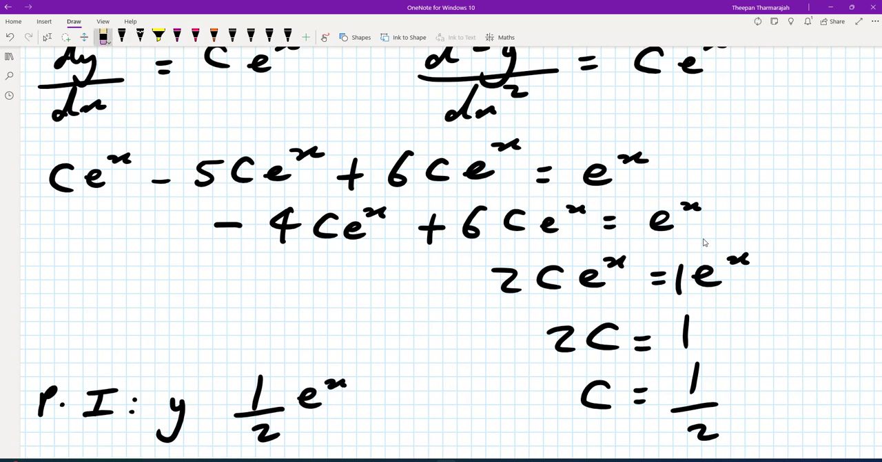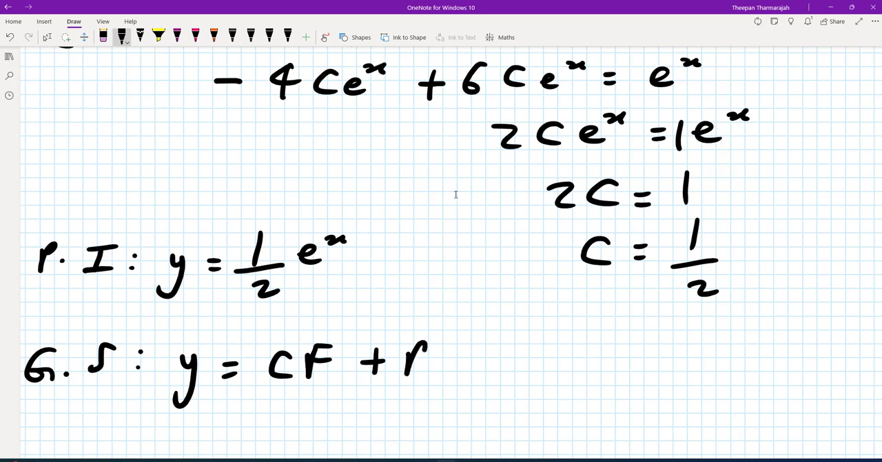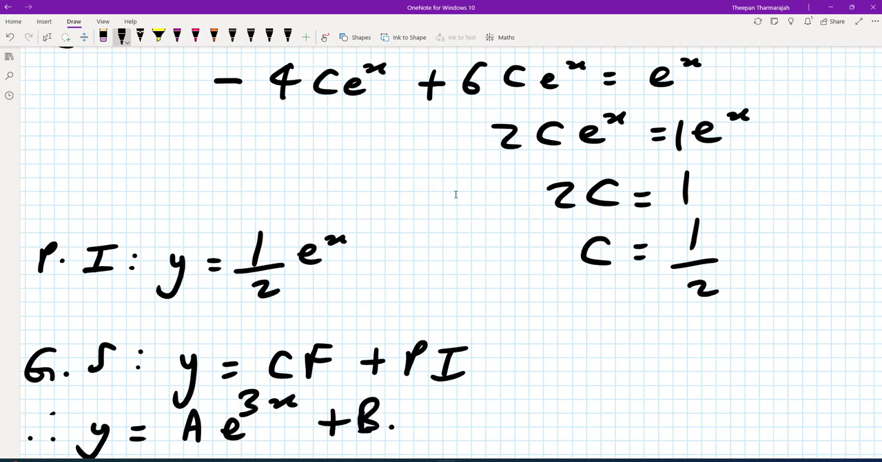Then I can write my general solution as follows. The general solution is y equals the complementary function plus the particular integral. So in our case, the general solution is y equals a times e to the 3x plus b times e to the 2x plus a half e to the x, and that will be our general solution.